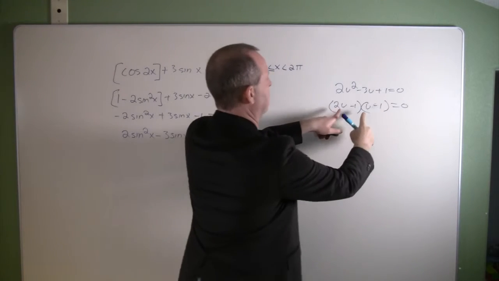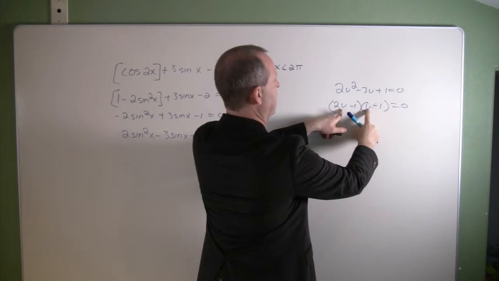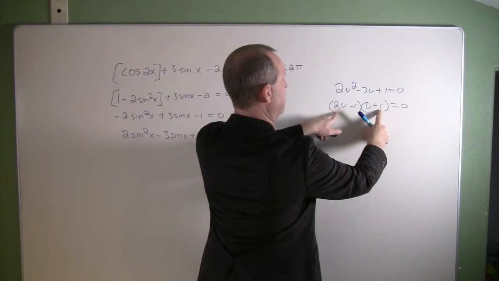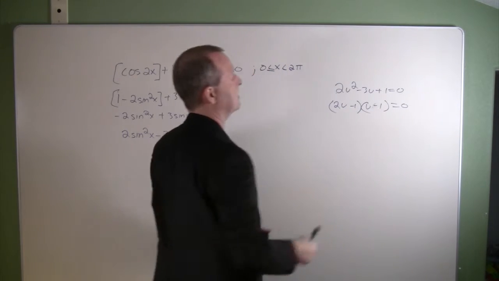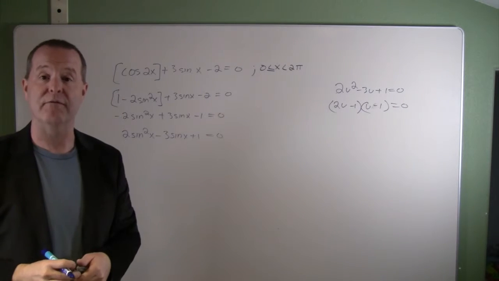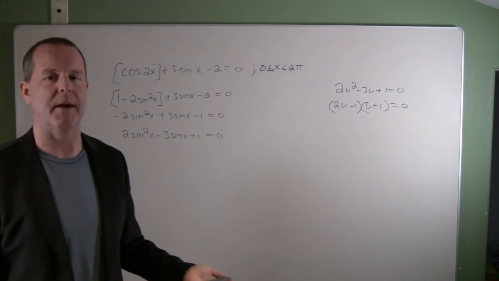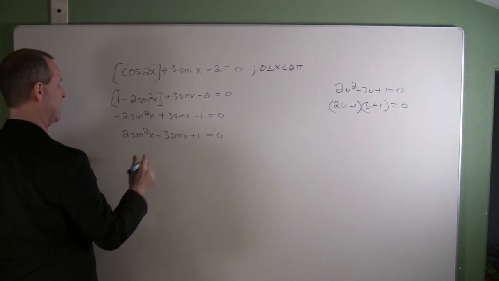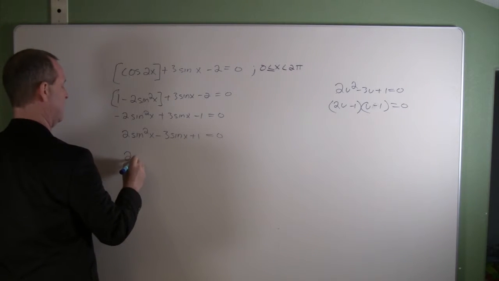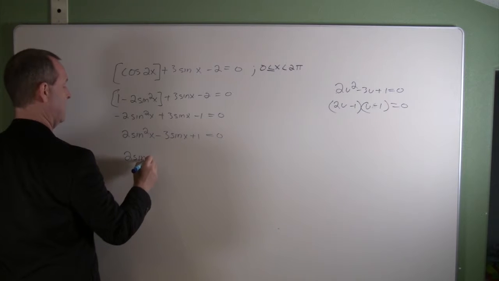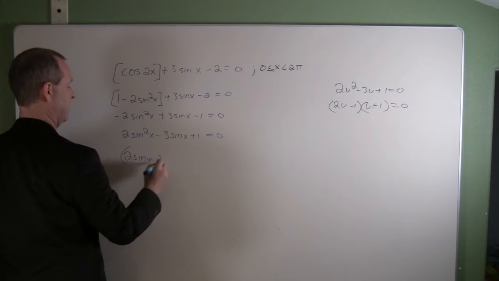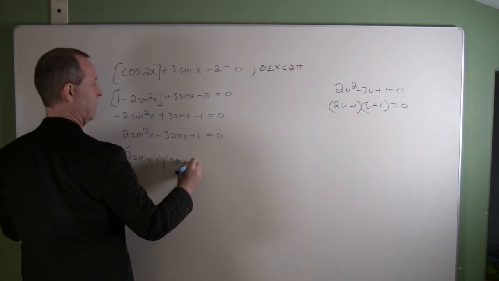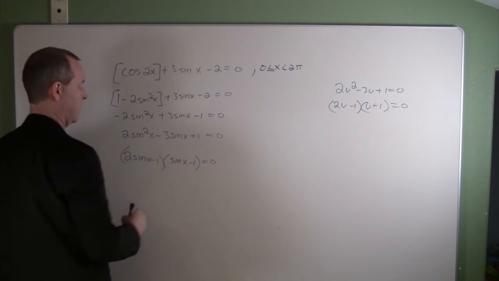Let me double check. First times first gives me a 2u squared. Outers, last times last gives me a positive 1. The inners is negative 2 plus a negative 1. Yep, that's how that one factors. Boy, I'm so grateful that my previous teachers made me factor a lot. All right, so now let's factor this one. It's the same. So I have 2 sine x minus 1 times sine x minus 1 equals 0.